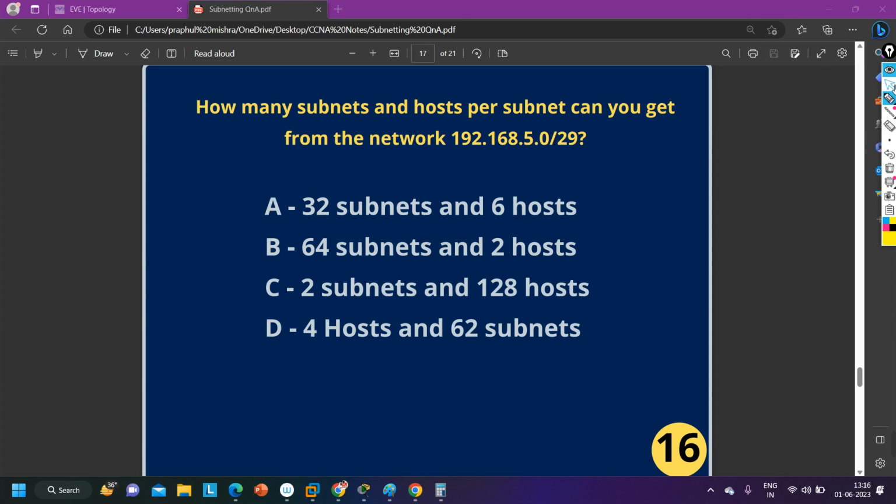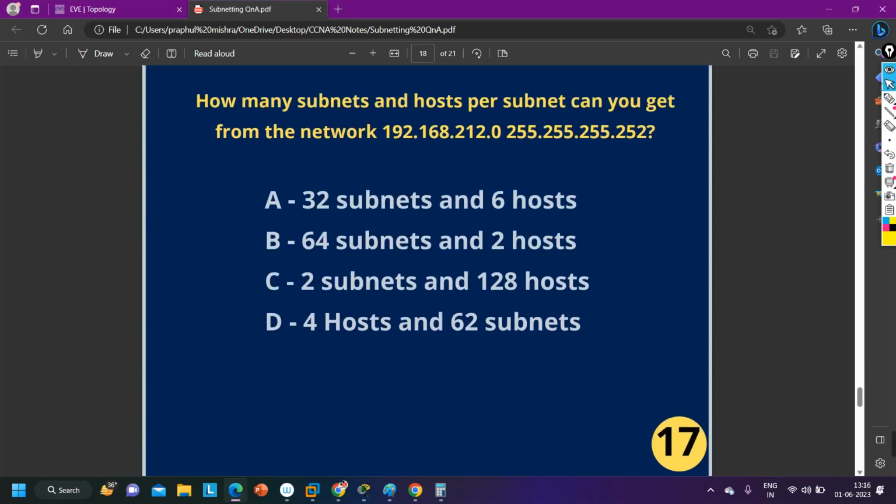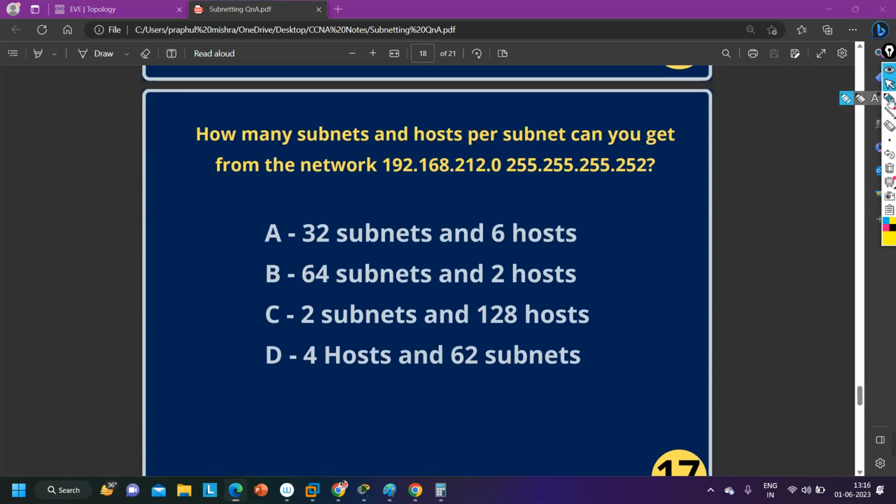Option A is the right answer. Okay. Yes. Next question: how many subnets and hosts per network can you get from the network? Option B.